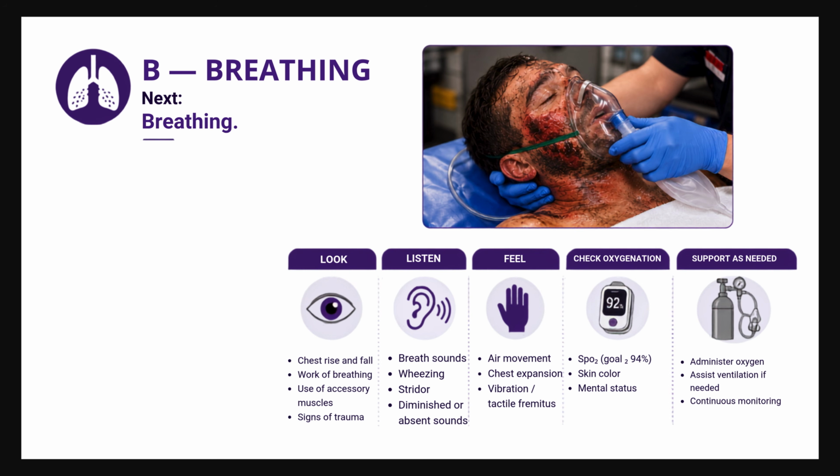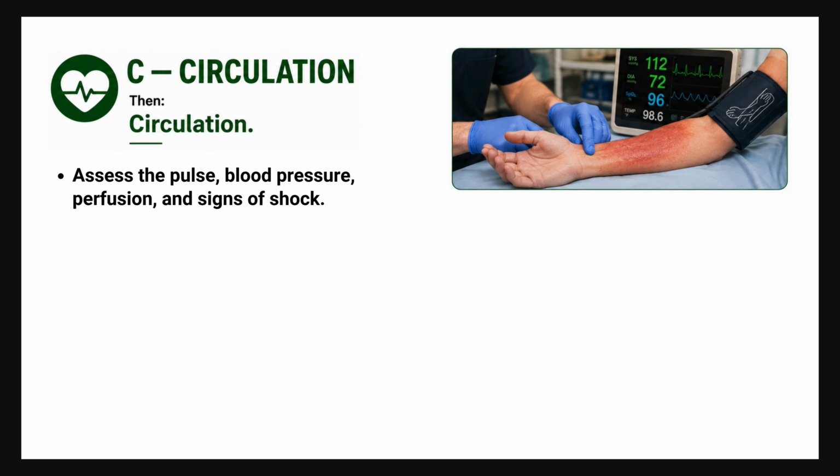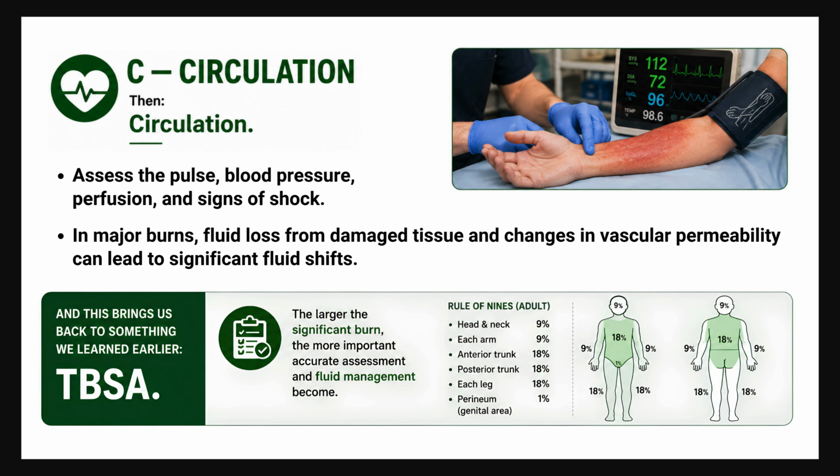Breathing. Next, breathing. Assess oxygenation and ventilation. A burn patient may have respiratory problems from inhalation injury, smoke exposure, or other associated trauma. Circulation. Assess the pulse, blood pressure, perfusion, and signs of shock. In major burns, fluid loss from damaged tissue and changes in vascular permeability can lead to significant fluid shifts. And this brings us back to something we learned earlier. TBSA. The larger the significant burn, the more important accurate assessment and fluid management become.